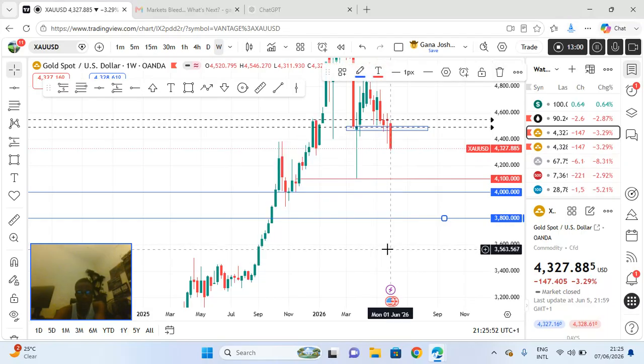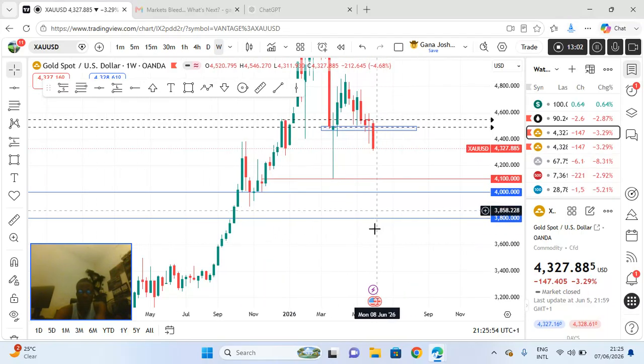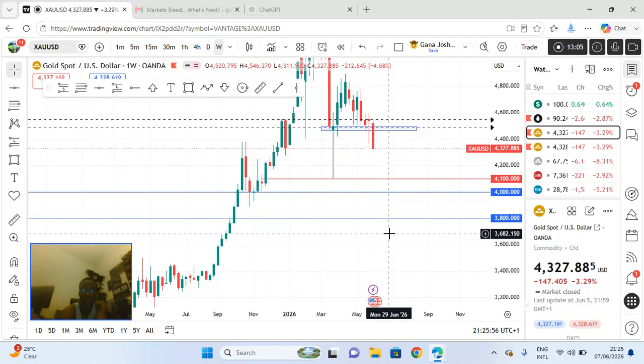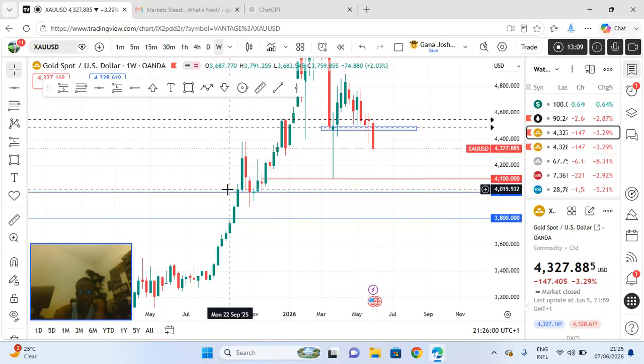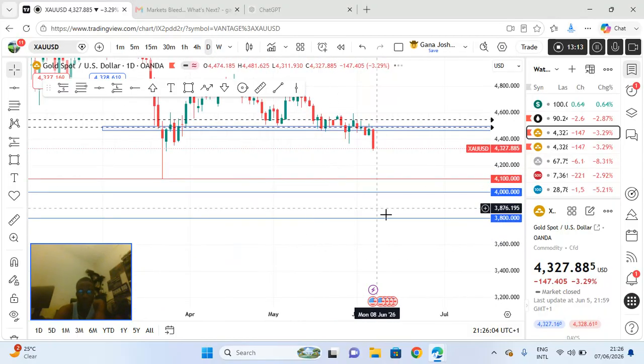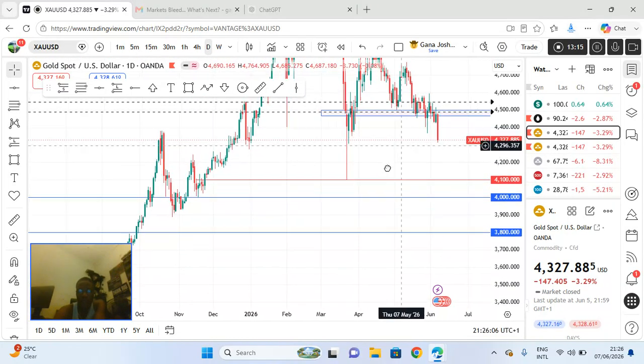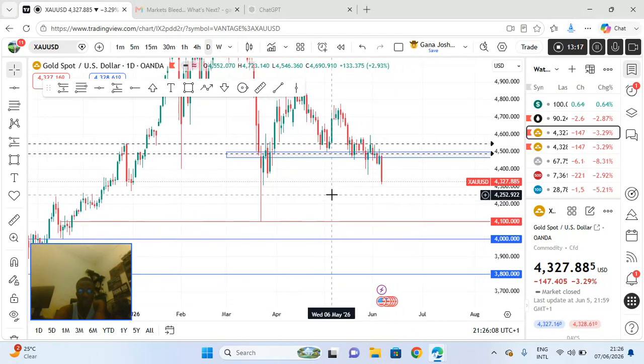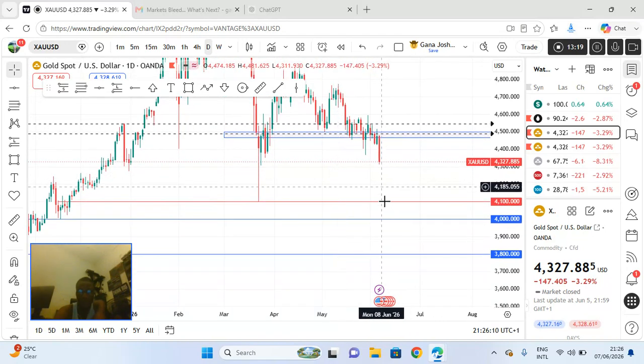This might be the best buy zone for people buying from me, after all these lows get taken out. Who knows? So let's head on to the daily. Gold is still in for some drop to the downside.